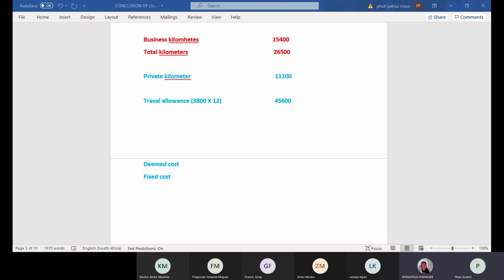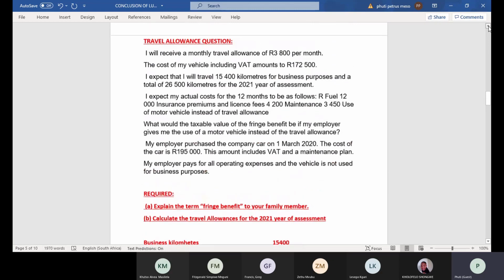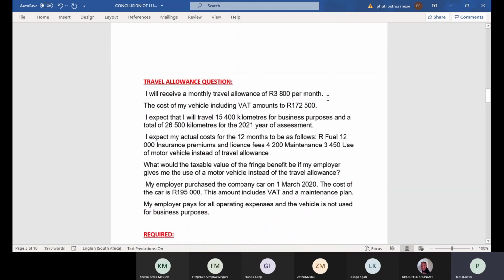How much is the vehicle, and I'll check for you. How much does the vehicle cost, including the VAT there? Oh, you want me to give you that figure? Yes, because I can't scroll up and down on your side. I'm going to give you that. Right, it's 172,500.